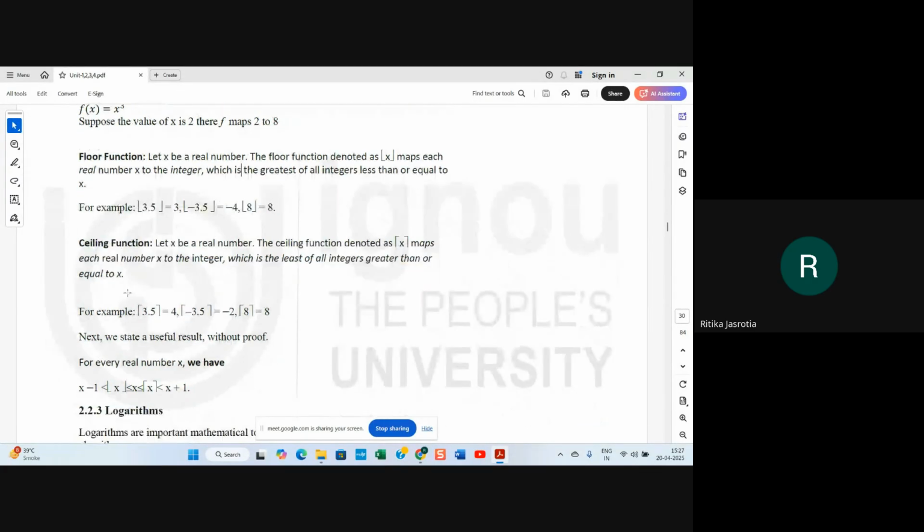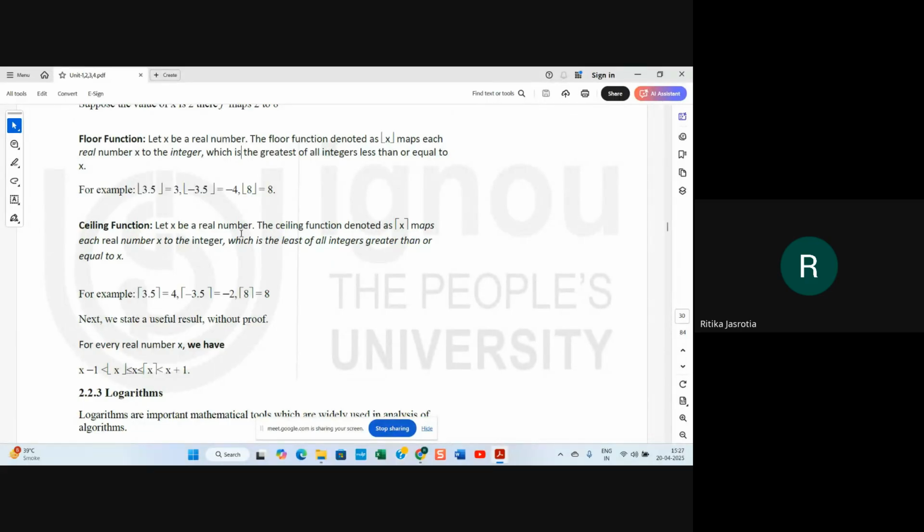Then the ceiling function is there. Let x be a real number. The ceiling function, denoted by ⌈x⌉, maps each real number x to the integer which is the least of all integers greater than or equal to x, right? The ceiling of 3.5 is 4, the ceiling of minus 3.5 is minus 3, and the ceiling of 8 is 8. So that is what they are talking about. So for 3.5, if you are saying floor, floor means the integer part it will give, that is 3.